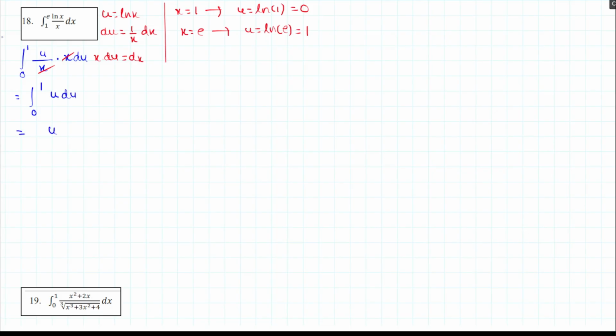So that is the integration of u is u square over 2, and the limits are 0 to 1. So that is 1 square over 2 minus 0 square over 2, which is 1 half. So the definite integral is 1 half.